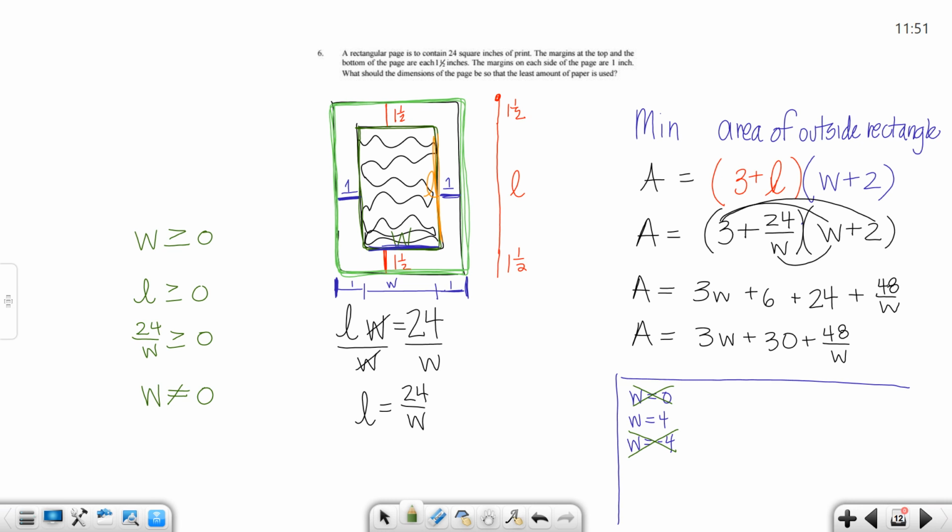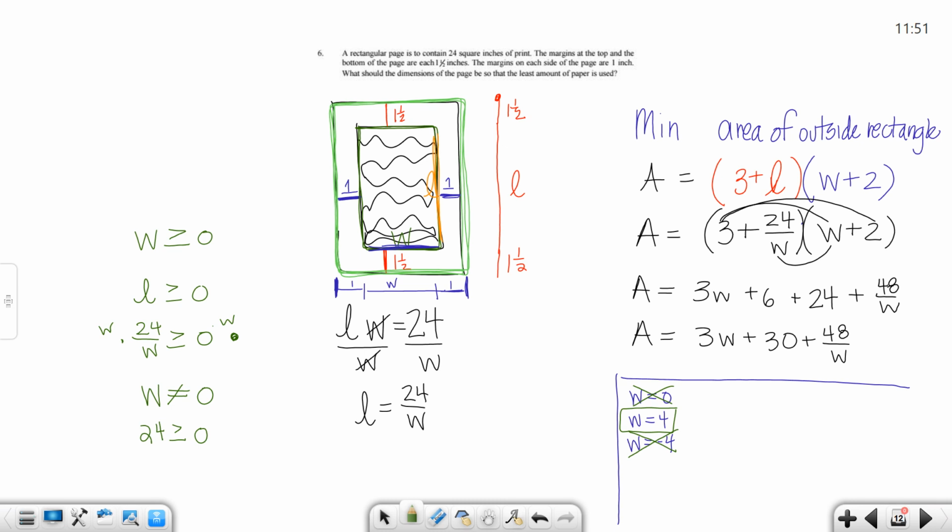If you multiply, going back to this formula here, if you multiply both sides by w, you get that 24 is greater than or equal to 0 because 0 times w would just be 0. So the only value that you have to worry about here is the 4. That's the only one. So you really don't even have to plug it in. Your minimum value is going to occur at 4.